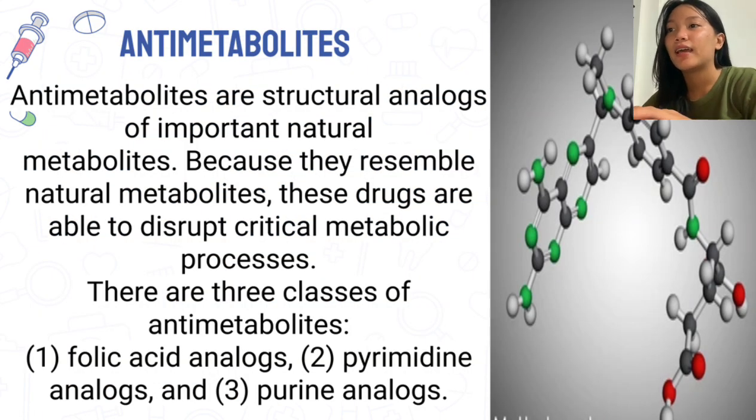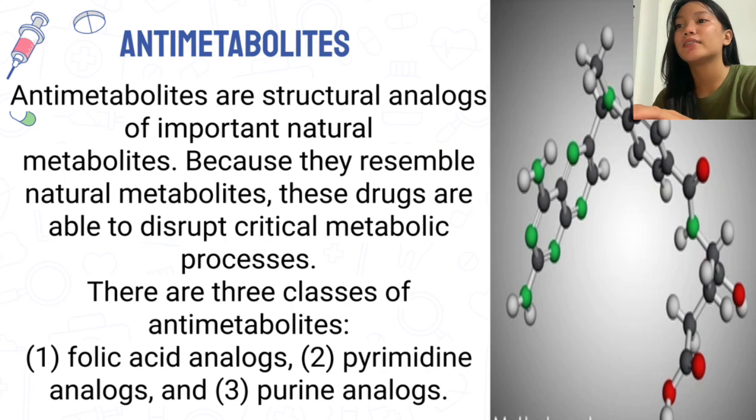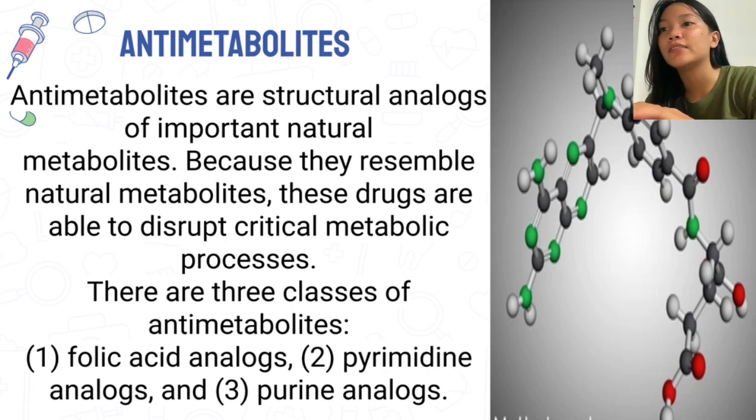Antimetabolites. Antimetabolites are structural analogs of important natural metabolites. Because they resemble natural metabolites, these drugs are able to disrupt critical metabolic processes. And there are 3 classes of antimetabolites. First is the folic acid analogs, then pyrimidine and the purine analogs.